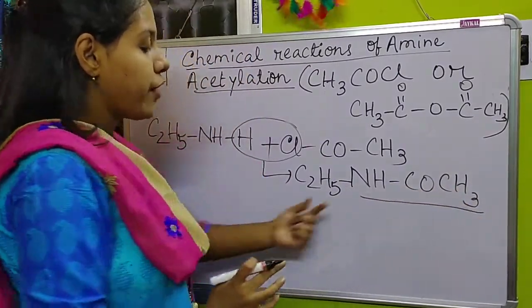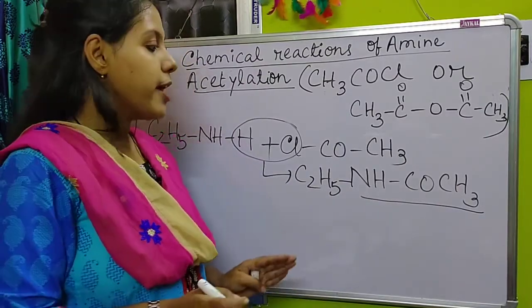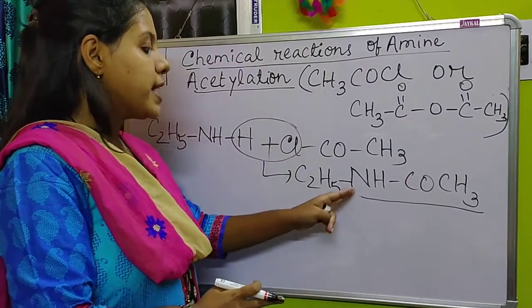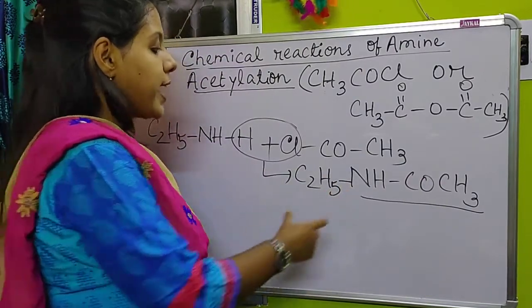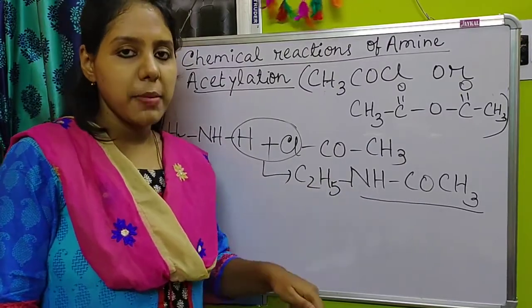CH3CONH2. If there is NH2, then this compound is known as acetamide. So this type of compound is known as acetamide, and as an alkyl group is added to the nitrogen, the name is N-ethyl acetamide.